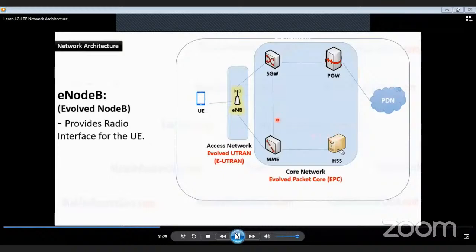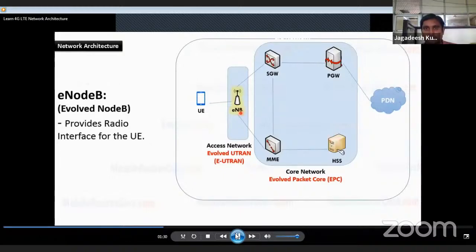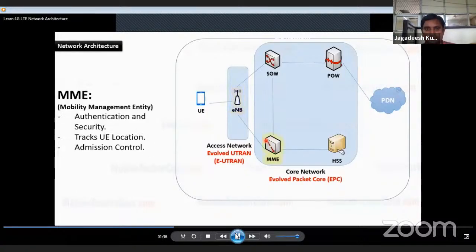First, the UE connects to the eNode B. The eNode B provides the radio interface for the UE, and the eNode B connects to the MME. MME refers to Mobility Management Entity. The MME is the entry point for the Evolved Packet Core. It performs authentication and security.